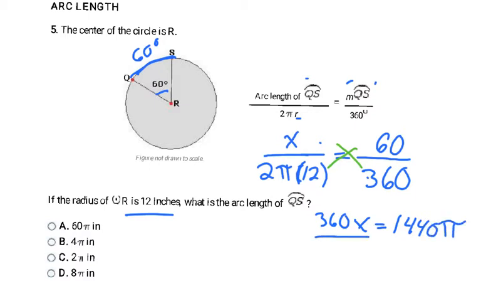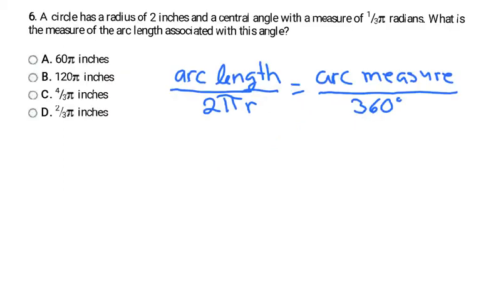And now I'm going to divide both sides by 360 to continue solving. And those cancel, and I'm left with x equals, and then I'm just going to do this 1440 divided by 360 on the calculator, which is 4, and then I just bring the pi down with it. So that means my x, or the arc length here, is 4 pi, and my answer is B.